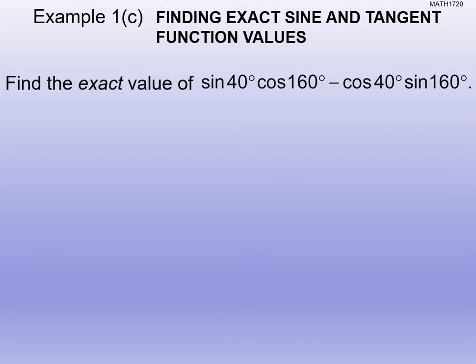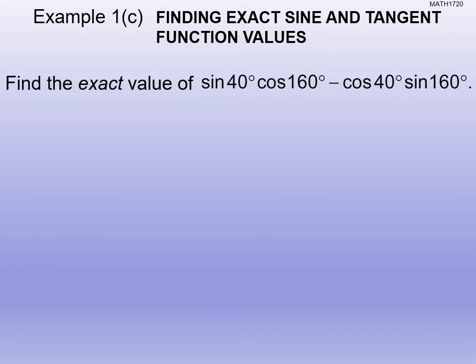Now we want to find the exact value of sine of 40 cosine of 160 minus cosine of 40 sine of 160. Take a look at your trig sheet. Which identity should we use here? That's what I really want you to start thinking about. Which trig identity? Obviously, since we've got a mixture of sine and cosine, it's going to be either the sine sum or the sine difference identity.